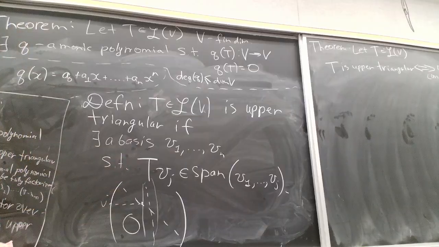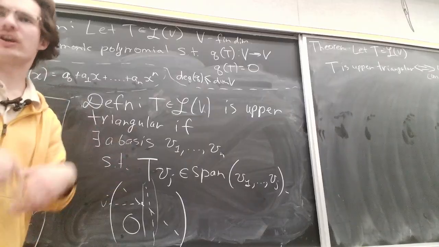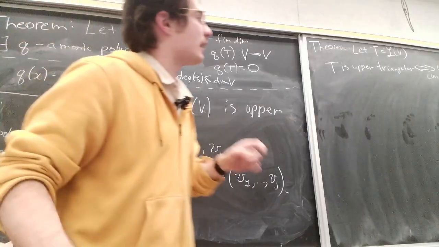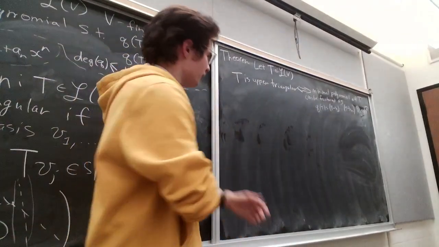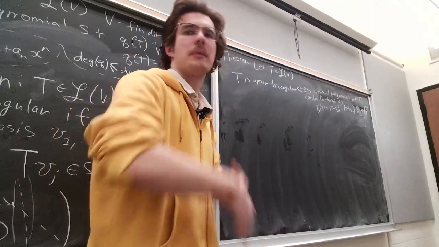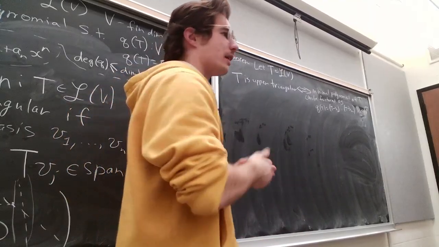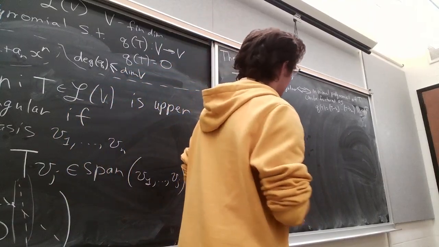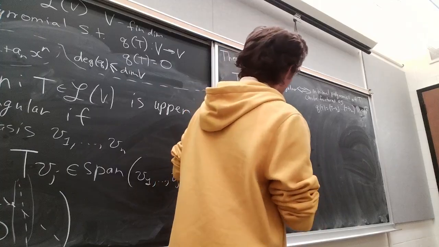So a linear operator is upper triangular if there exists a basis with respect to which its matrix is upper triangular. Okay, straightforward. I'm saying these things just for completeness, so that I'm not skipping too many details. You probably know them, and maybe if someone watches the recording, they're fine.